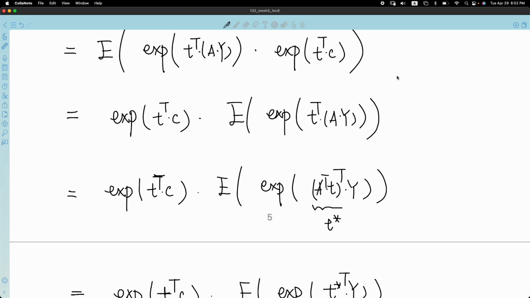Let me comment on what I mentioned here. t transpose multiplied by Ay: this is 1 by n after transpose, this is m by n, this is n by 1. Am I missing something? Why is the dimension not matching?